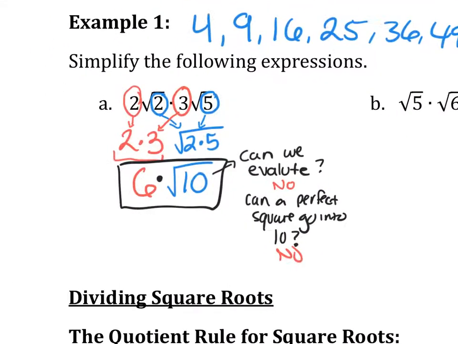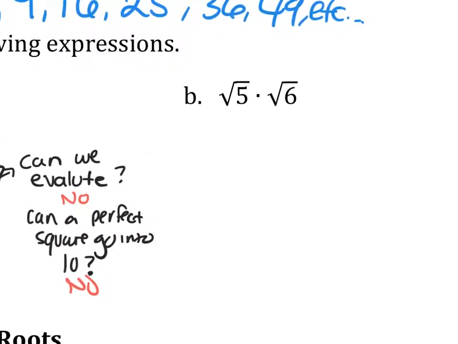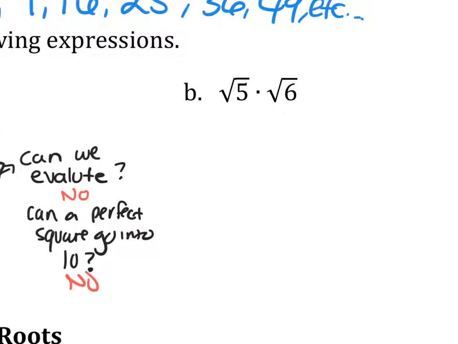Any questions on letter A? Okay, let's take a look at letter B. So square root of 5 times square root of 6. For this one, there's no numbers out in front, so we don't have to worry about doing that multiplication. We can just go straight to doing the product rule. So we can combine them of the square root of 5 times 6. Which will give us a square root of 30.